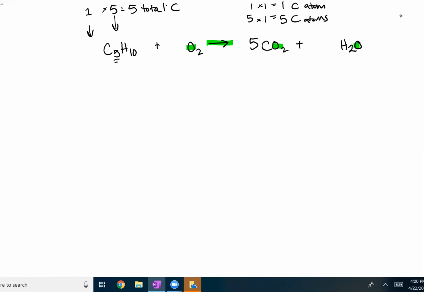I can do the same thing for hydrogen. I have 10 on my reactant side and I have 2 on my product side. If I put a coefficient of 5 in front of my water, then I'll have 5 water molecules, each with 2 hydrogen atoms, giving me a total of 10 hydrogen atoms. That balances out with the 10 subscript after my hydrogen on the reactant side. So now I have 10 hydrogens on each side of my reaction arrow and 5 carbons.